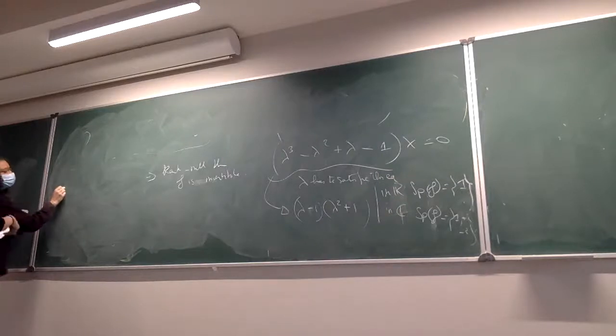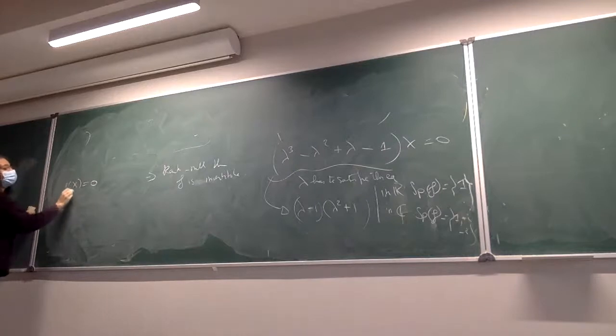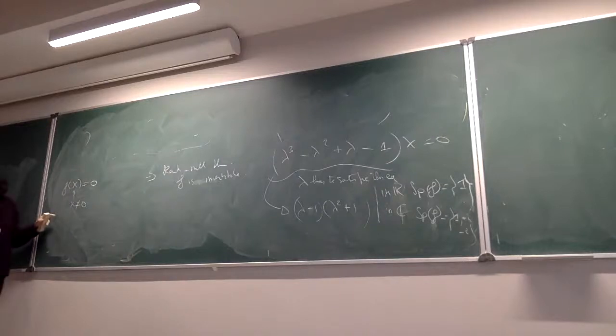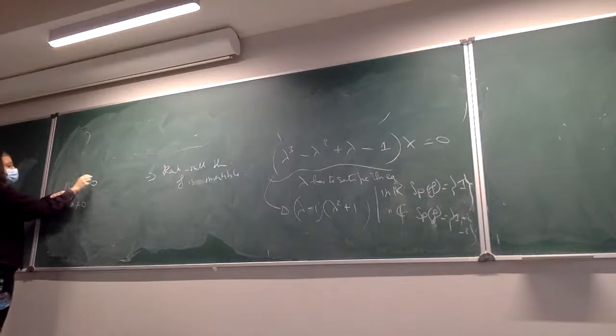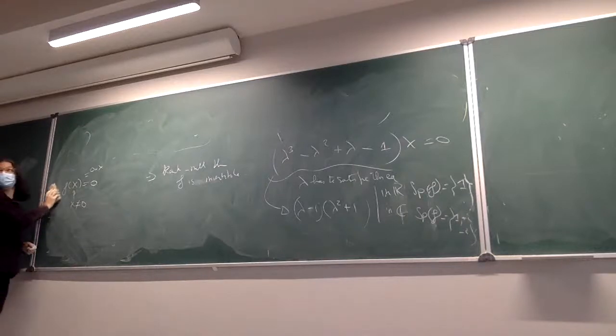Because when you have identified zero, it means that you can find non-zero elements such that this is zero. That means x is in the kernel, and zero eigenvalue and kernel is the same thing.